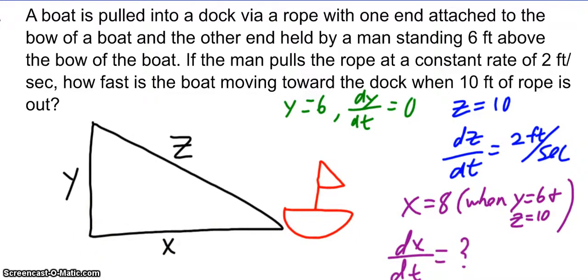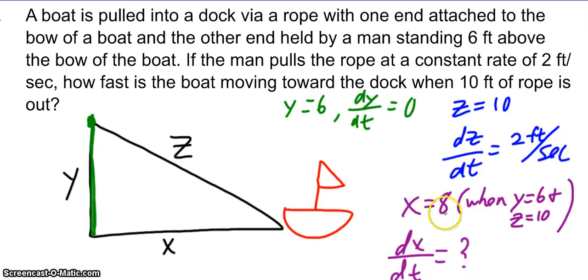So this is the dock. Person is standing up here. So the dock is constant. The height of the dock is constant. That's not going to change. And Z is the rope that is being pulled. So I know Y is 6, dy/dt is 0, Z is 10, dz/dt is 2 feet per second.